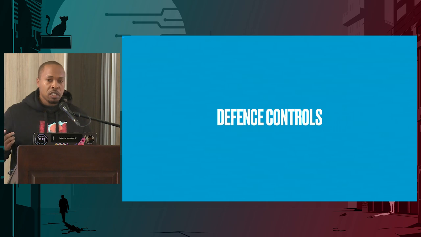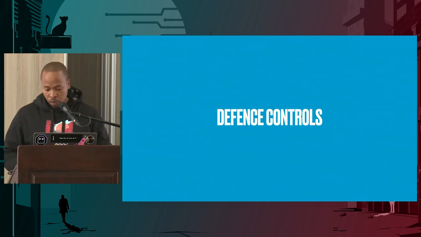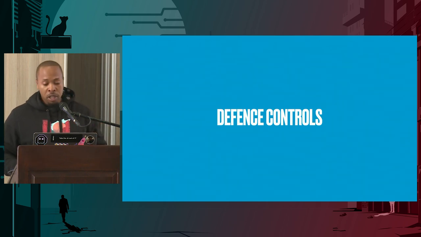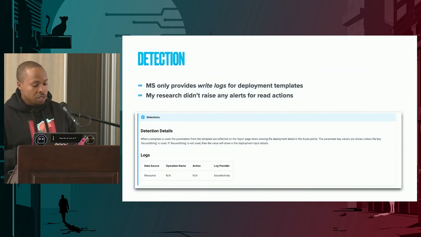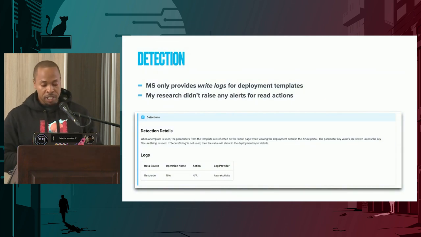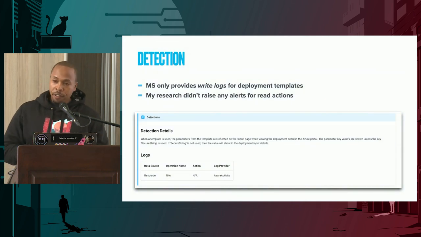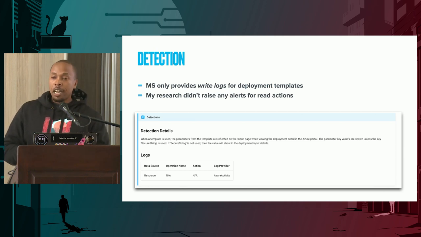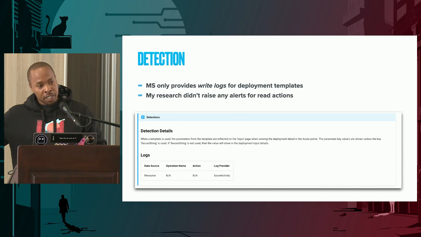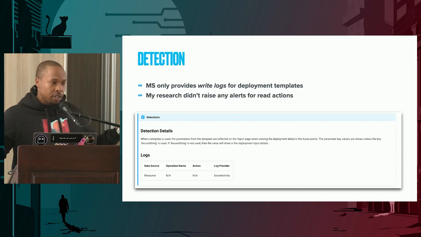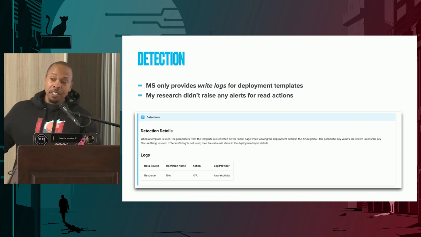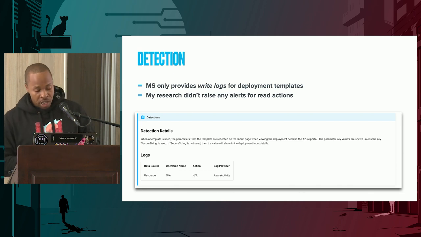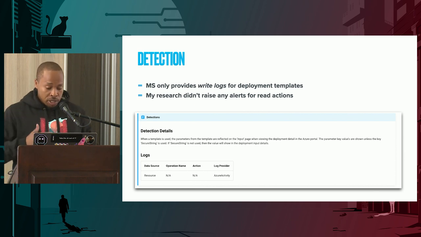What are the defense measures that Microsoft provides? So I went back to the threat matrix for TTPs, and this is what Microsoft says in terms of detection details. It says that if you go to the input page and you see the credentials in clear text and you're not using a secure string, then of course there's an issue here. That's the detection that is there. That didn't make sense to me. As well, in the logs, there's nothing available for the resource or any action.